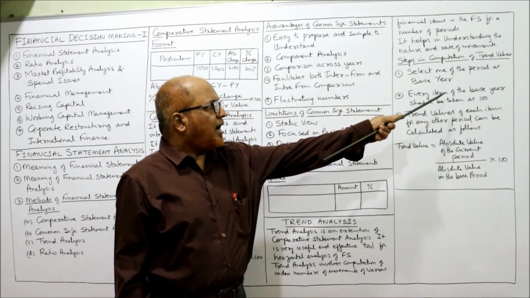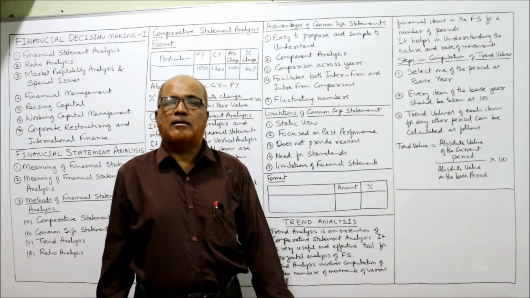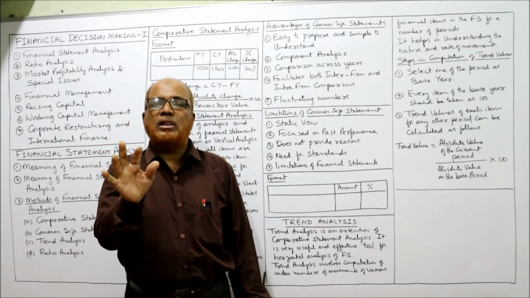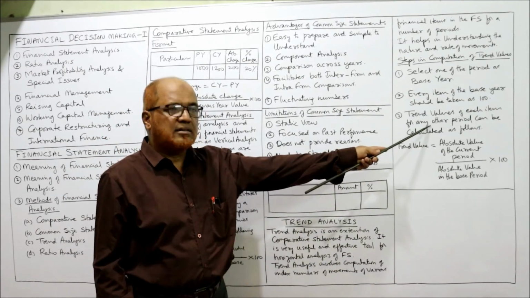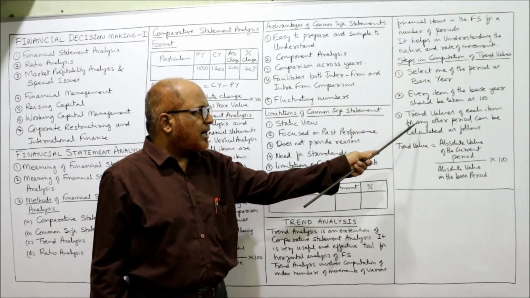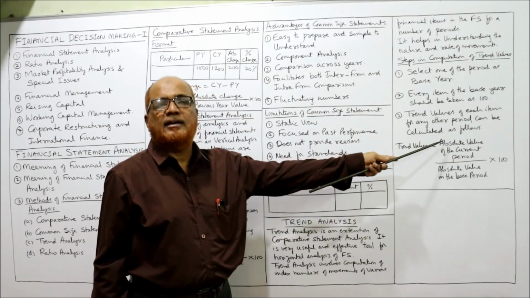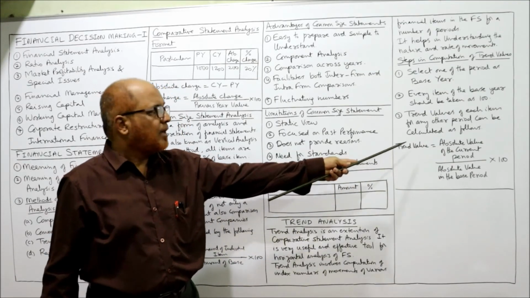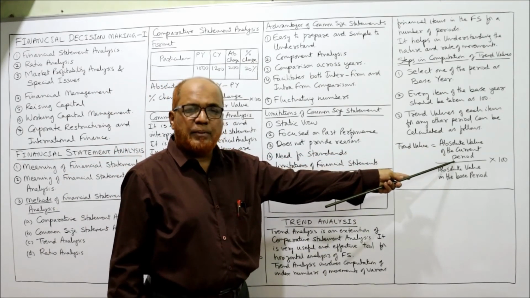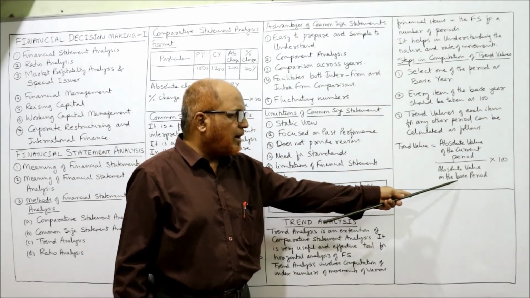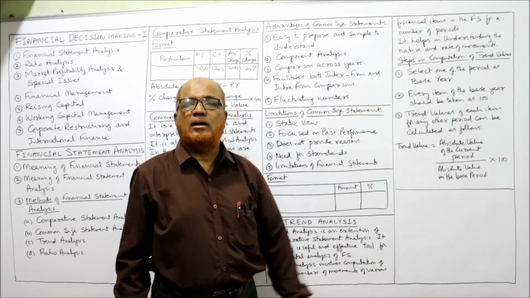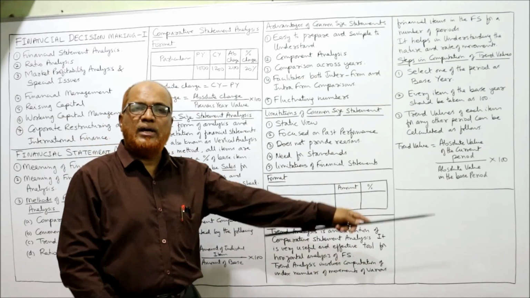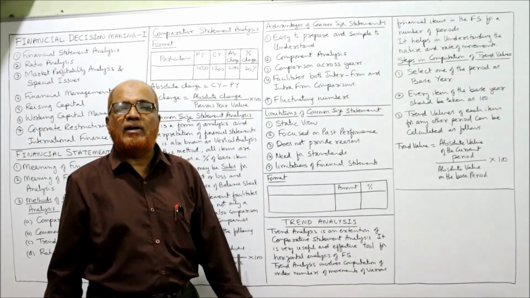Second, every item of the base year should be taken as 100. So after selecting the base year, take all the values of the base year as 100. Then trend values of each item of any other period can be calculated as follows. The other trend values can be calculated by using this formula: absolute value of the current period divided by absolute value in the base period, into 100. So current year value divided by base year value into 100, you will get the trend values.